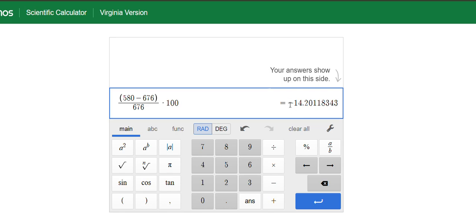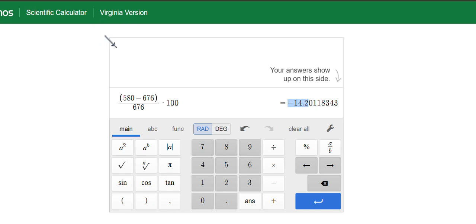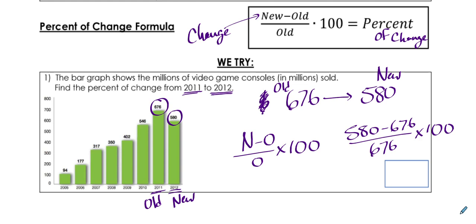If we don't have instructions on how to round, we're going to round to the tens place. So right now it's a 2. Since the next number is a 0, we're just going to keep it as a 2. So it's going to be negative 14.2%. It's a negative number because this is going down. It's showing that it's a decrease from 676 down to 580. That's what that negative sign really implies, that it's a decrease going from the old to the new.